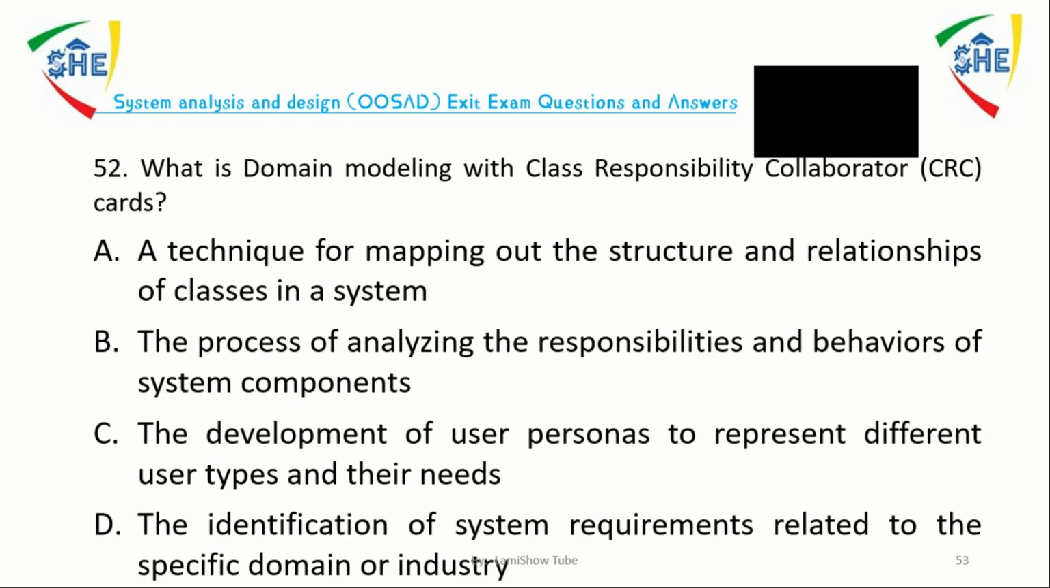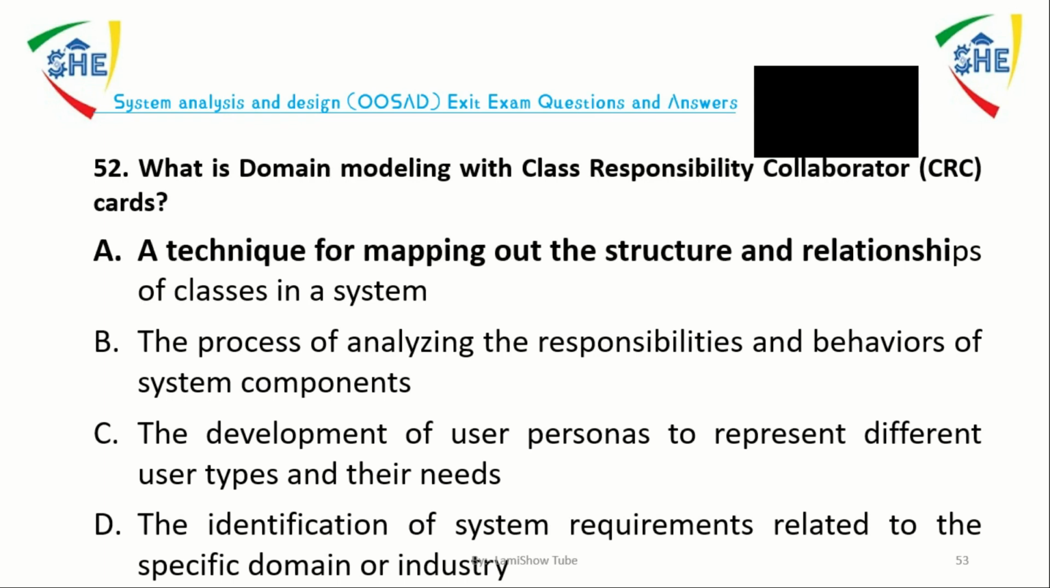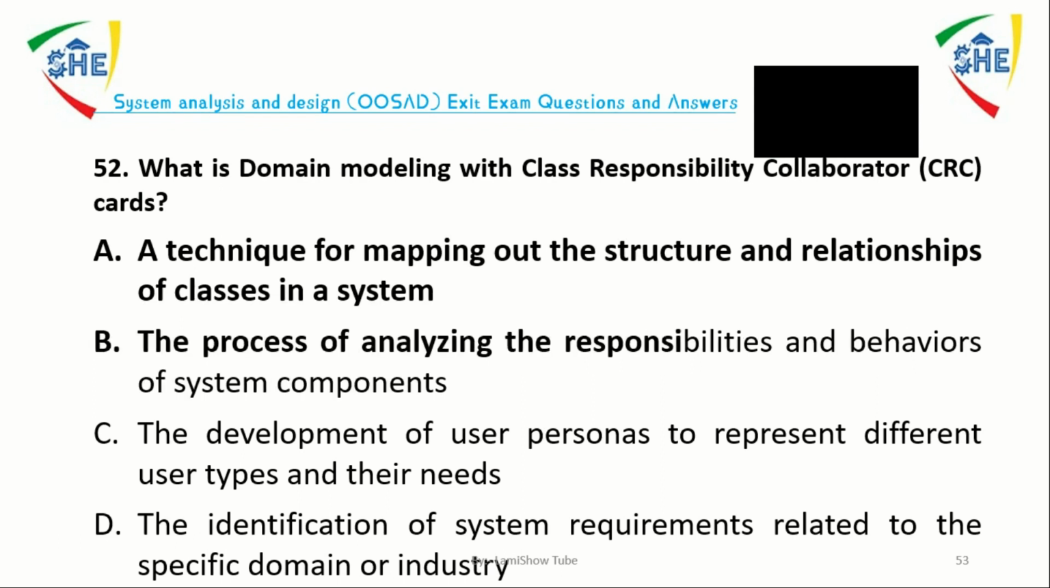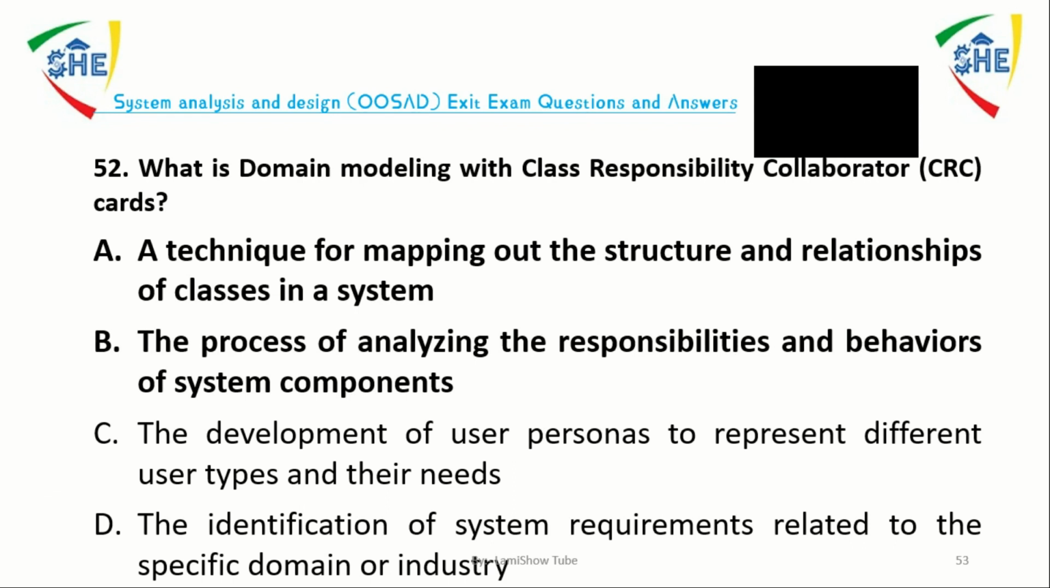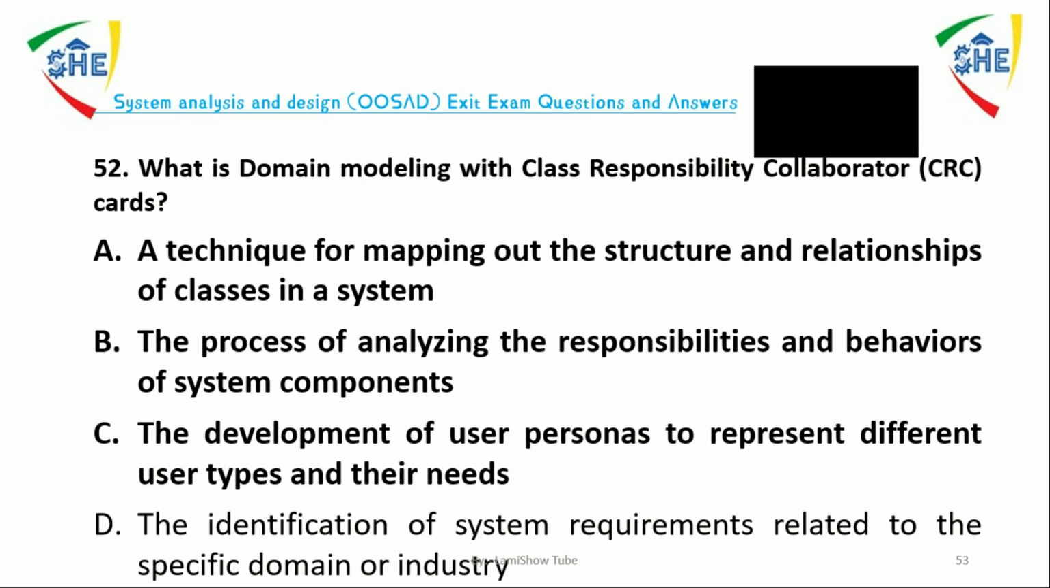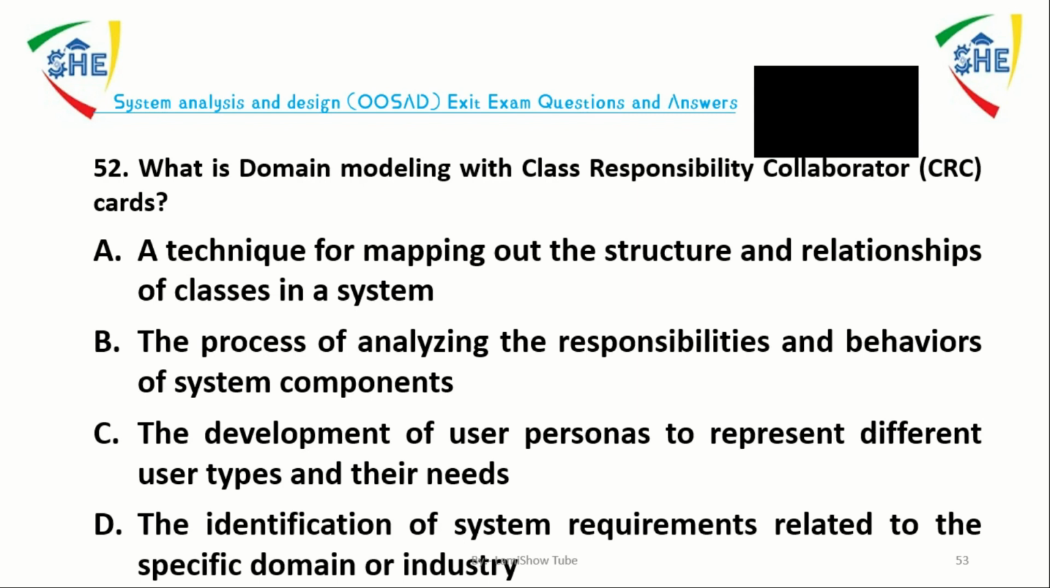Question number 52. What is domain modeling with class responsibility collaborator cards? A. Techniques for mapping out the structure and relationships of class in the system. B. The process of analyzing the responsibility and the behavior of the system component. C. The development of user persona to represent different user types and their needs. D. The identification of system requirements related to the specification domain or industry.